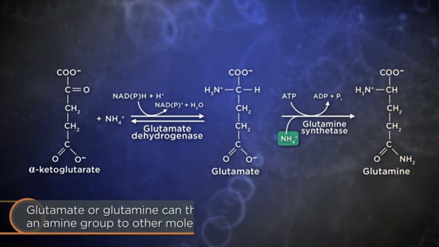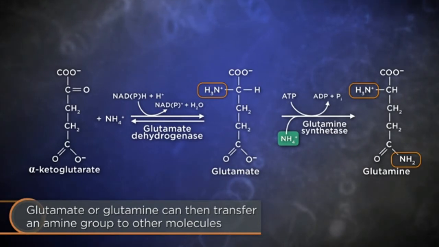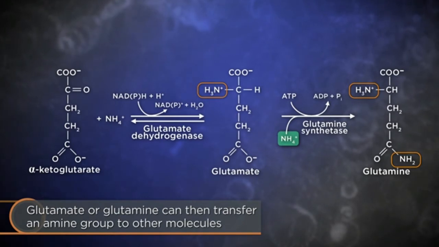Now, either glutamate or glutamine can then transfer that amine group to other molecules, making these two amino acids bridges between inorganic nitrogen and the nitrogen-containing compounds that cells make. There is no single unifying pathway for synthesis of all the amino acids. There are, however, a few commonalities called families, and that is how their synthesis is organized.